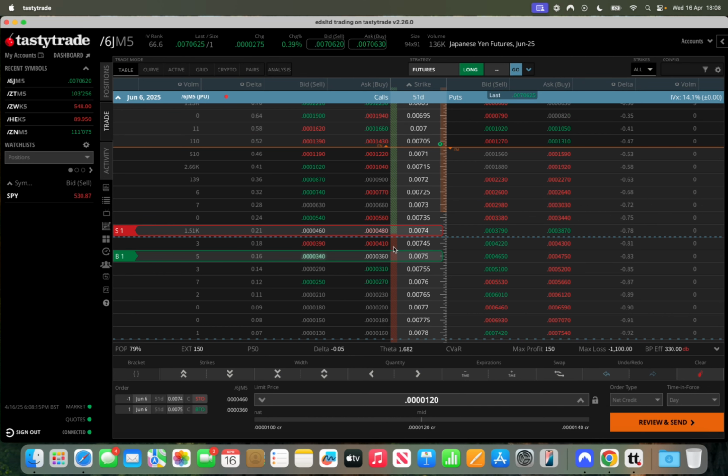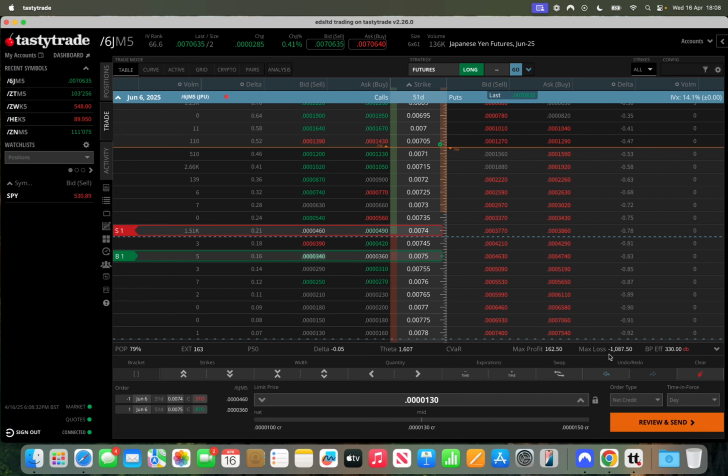So now that we've done this, our max profit is going to be $150. That's what we're going to collect upfront, and our buying power requirement is going to be $330. So we've significantly reduced our buying power requirement, and you can see here we have a max loss of 1.1k.